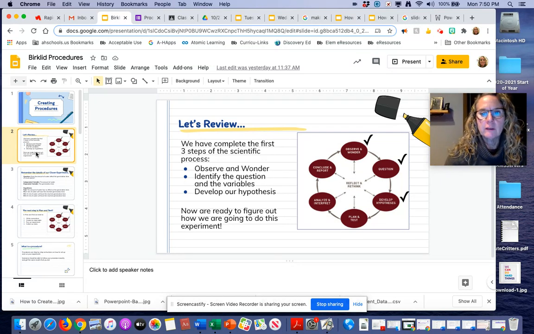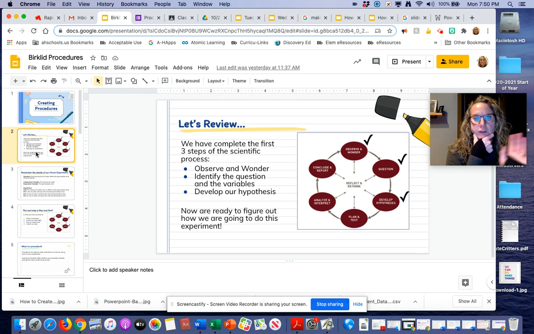And then we identified the variables. So the independent variable is the amount of water. And we're going to go with 5 milliliters, 10 milliliters, and 20 milliliters. And the dependent variable is the germination time of the clover. And we're going to measure that in days. And then we developed our hypothesis. And yes, you already talked about that just now.